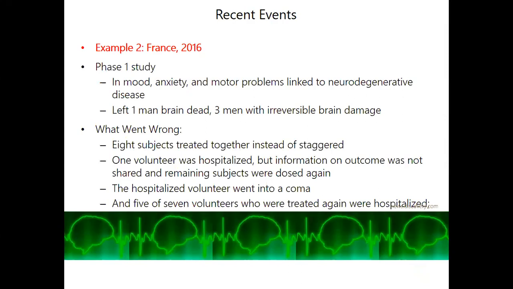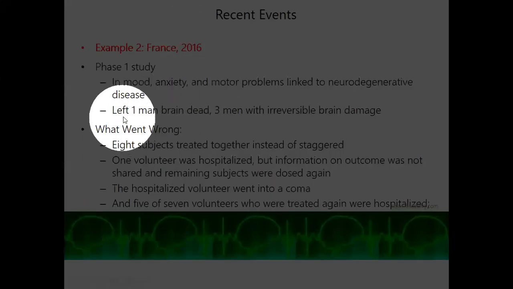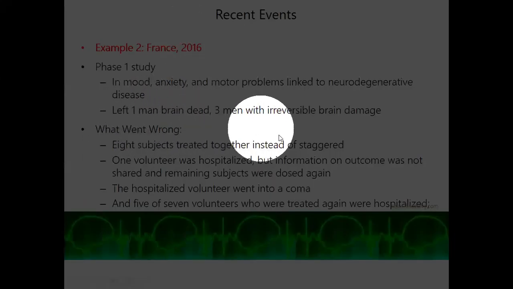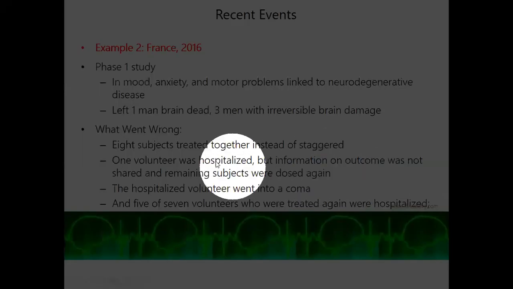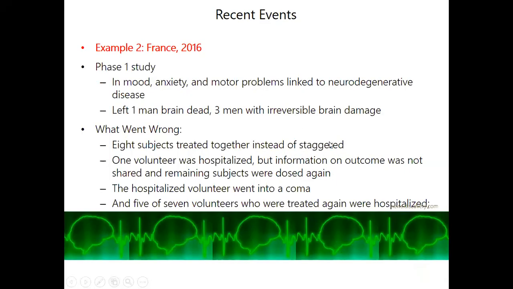Look at this, 2016, 2 years ago. A phase 1 study looking at a drug that alters mood for patients with anxiety disorder and schizophrenia. It was given to patients. 1 patient left brain dead, 3 patients with irreversible brain damage. What happened? 8 subjects were treated together instead of being staggered. In a phase 1 study, you'll talk about it in a few minutes, you have a 3+3 design. Put 3 patients on, no dose-limiting toxicity, dose level increases. If 1 in 3 has a DLT, you add 3 more patients on.